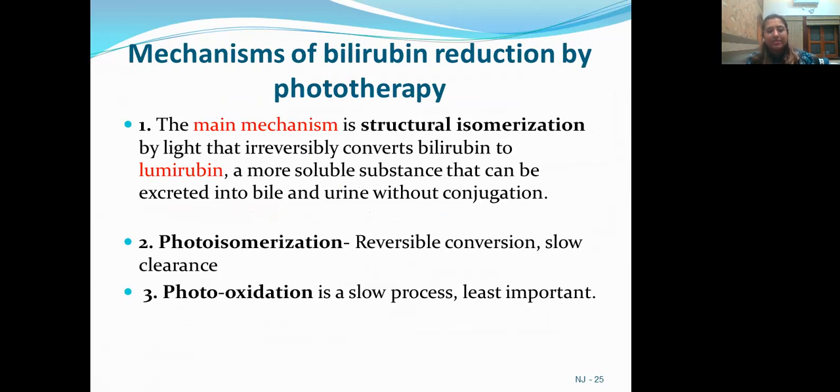And the main mechanism is structural isomerization by light, which irreversibly converts bilirubin to lumirubin, which is a more soluble substance, and this can be excreted into bile and urine even without conjugation. And it's an irreversible conversion. So hence structural isomerization is the main mechanism. Then we also have photoisomerization, but this causes a reversible conversion and slow clearance. And last is photooxidation, which is the least important.